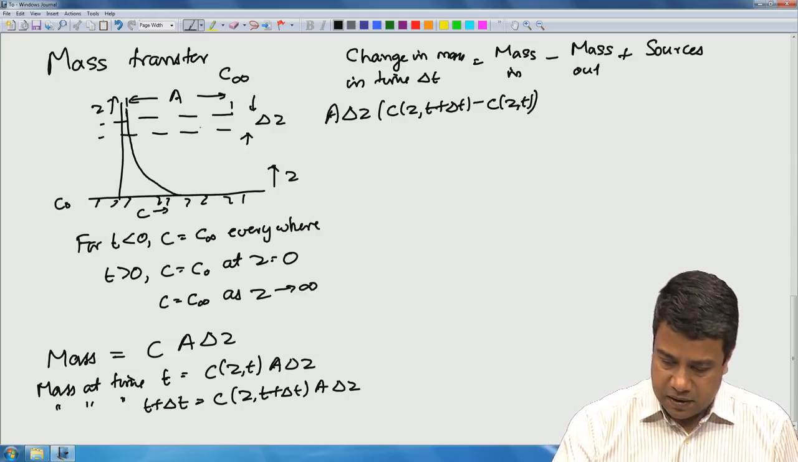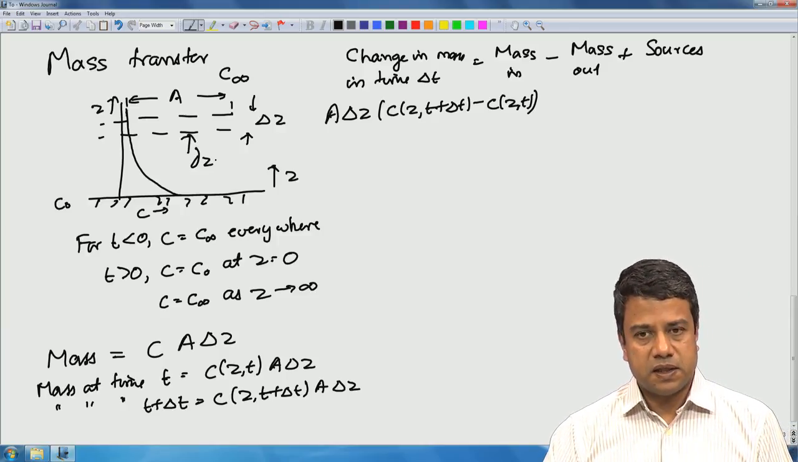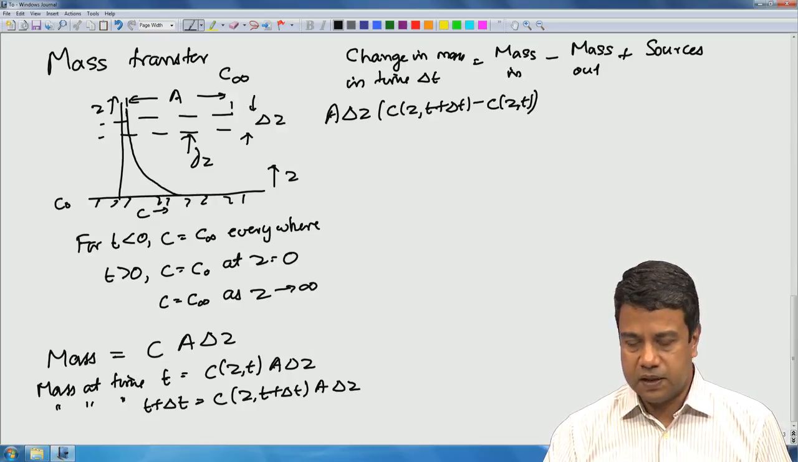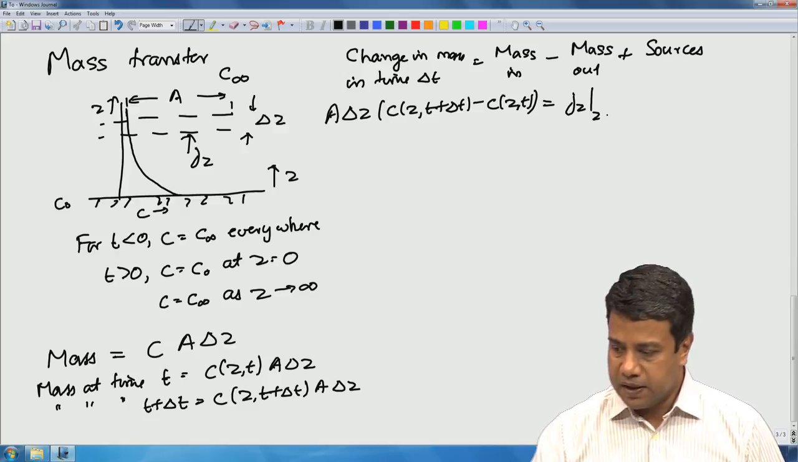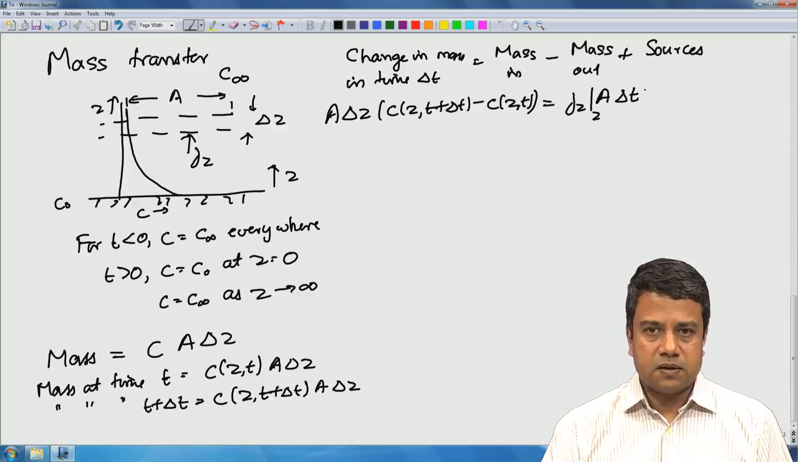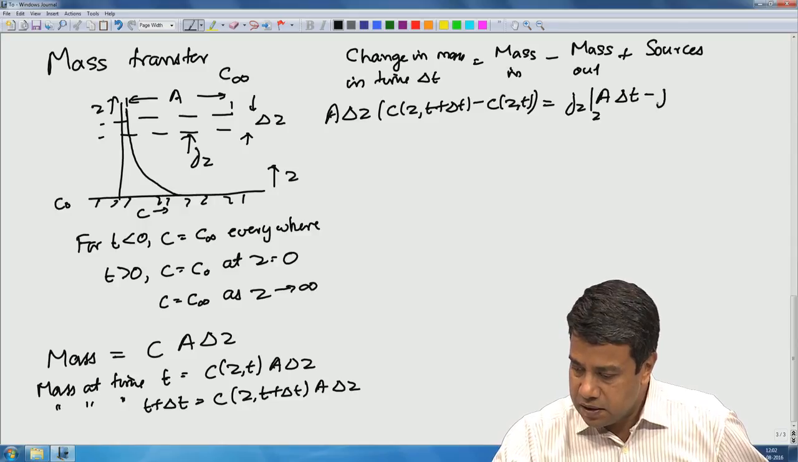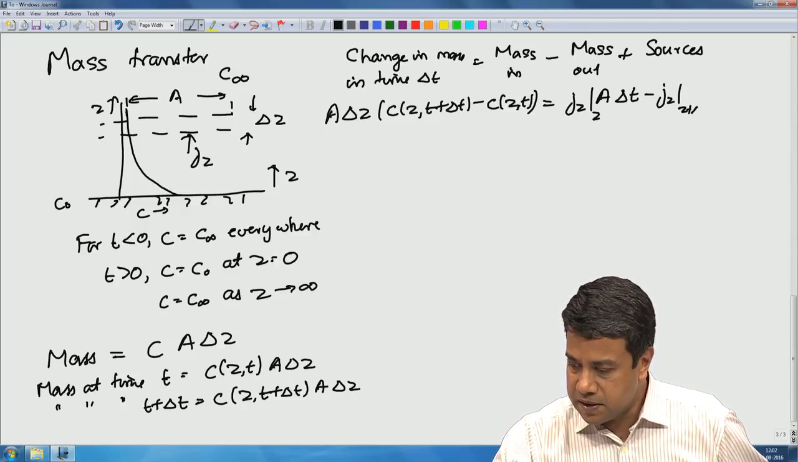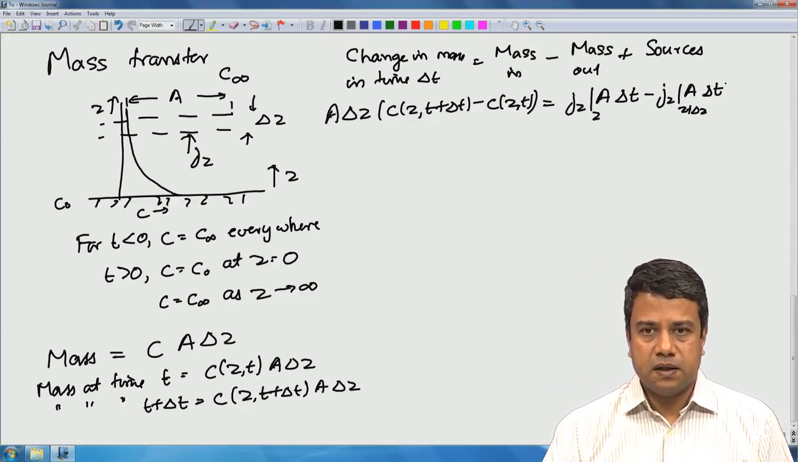This is equal to mass in at the location Z: the mass flux times the area times the time interval. This is going to be equal to the mass flux at the location Z, that is the mass in, times the area times the time interval. So, that is the mass in within this time interval delta t, minus the mass flux at Z plus delta Z times A times delta t, plus any sources or sinks of mass.